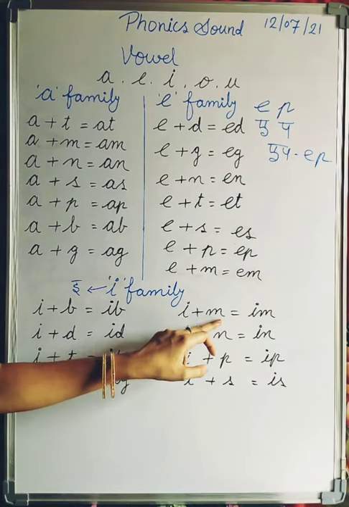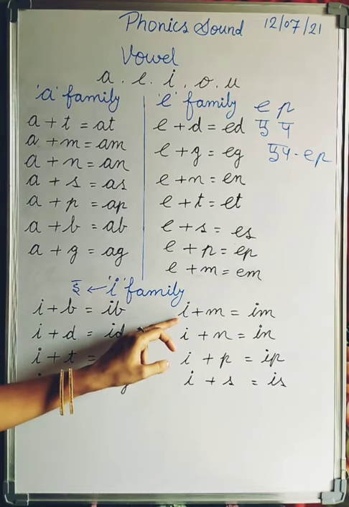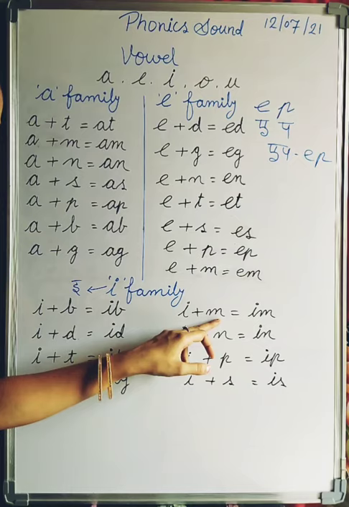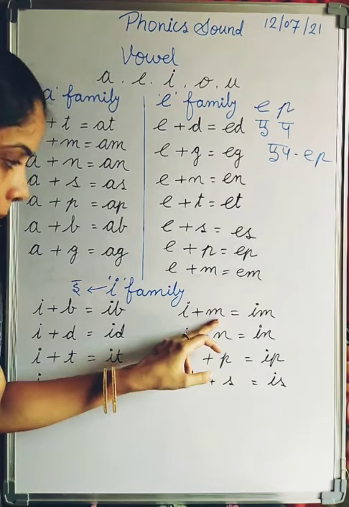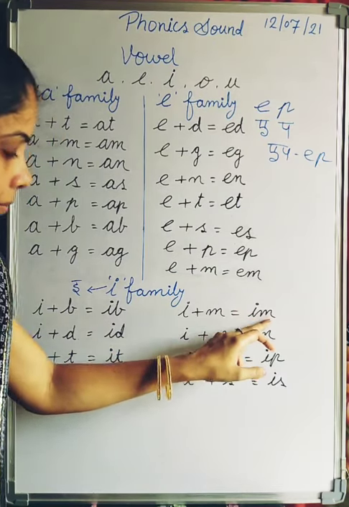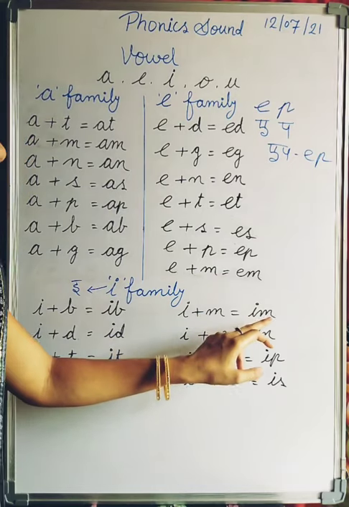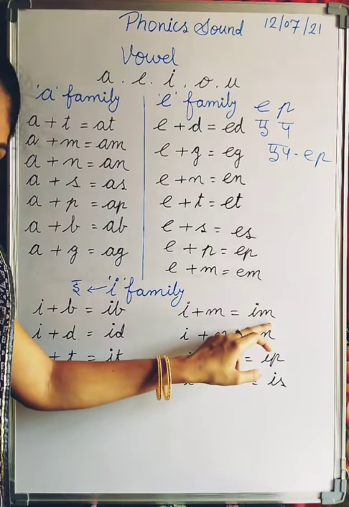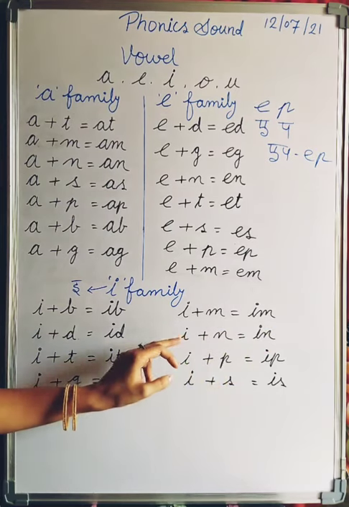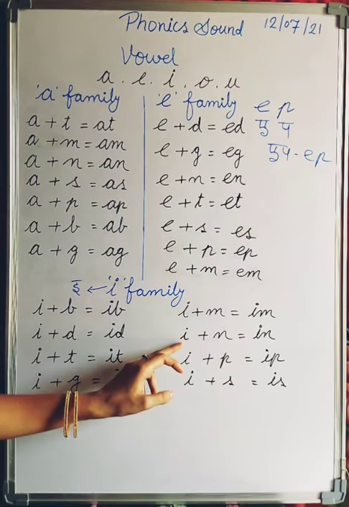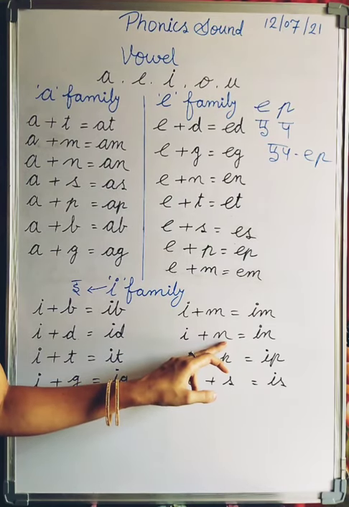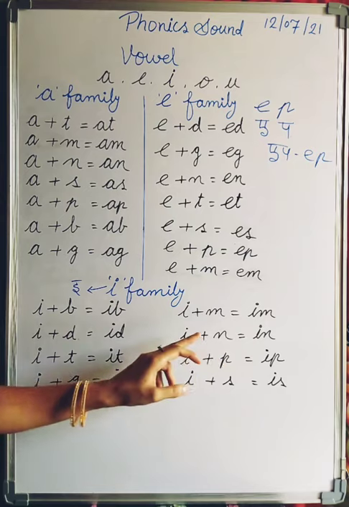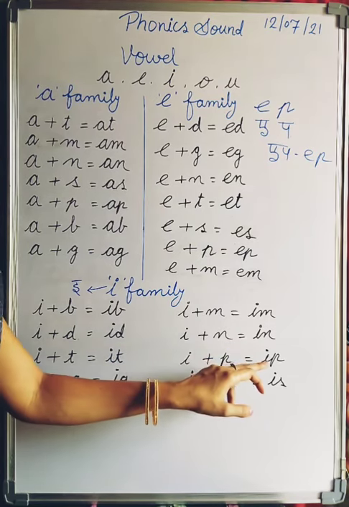Sound of this I. I ka sound kya hota hai? E. And the sound of this M, M. I, M. I, N. Sound of this I, E. And the sound of this N, N.